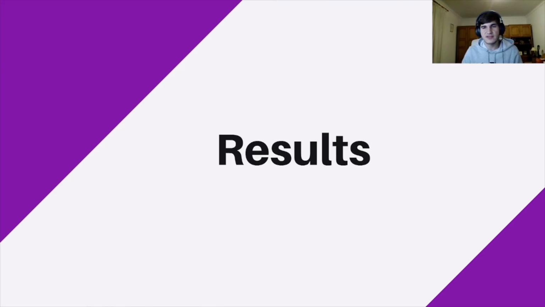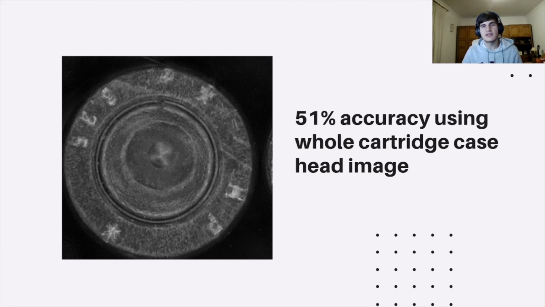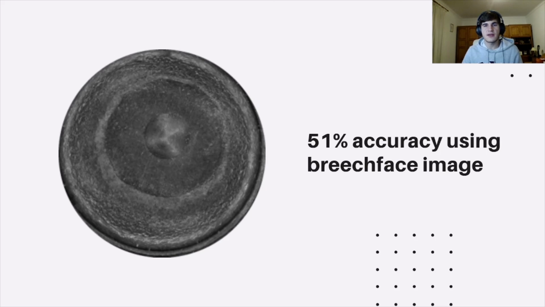Up until now, we've gotten some results regarding this Siamese neural network. If we use the whole cartridge case head image, so all the information we have on a single cartridge, we got a 51% accuracy, which, considering the classification is binary, is not a great result, because it's almost as if it's arbitrary. You just say 1 or 0, and 50% of the time it gets it right. Then we used the breech face, which is part of the cartridge, which yielded 51% accuracy as well.